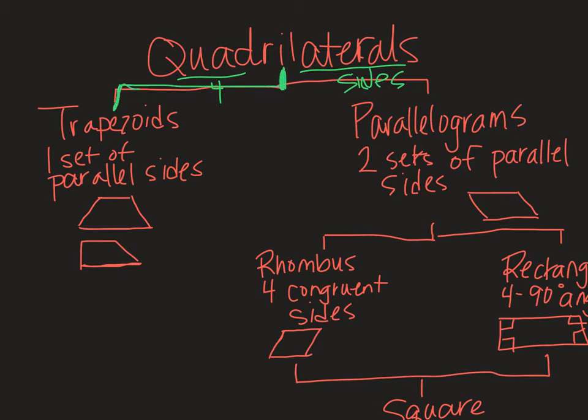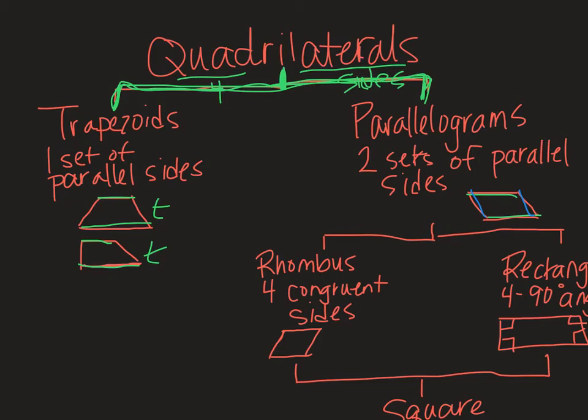1 set of parallel sides, 2 sets of parallel sides. Okay, so we've got the 1 set are trapezoids. Most people say that's a trapezoid, which is true. But also this is a trapezoid because this side is parallel to that side. 1 set. That side's parallel to that side. Okay, so 1 set of parallel sides is called trapezoids, and 2 sets of parallel sides is called parallelograms. So these sides are parallel, and these sides are parallel to each other. So it's two sets of parallel sides.